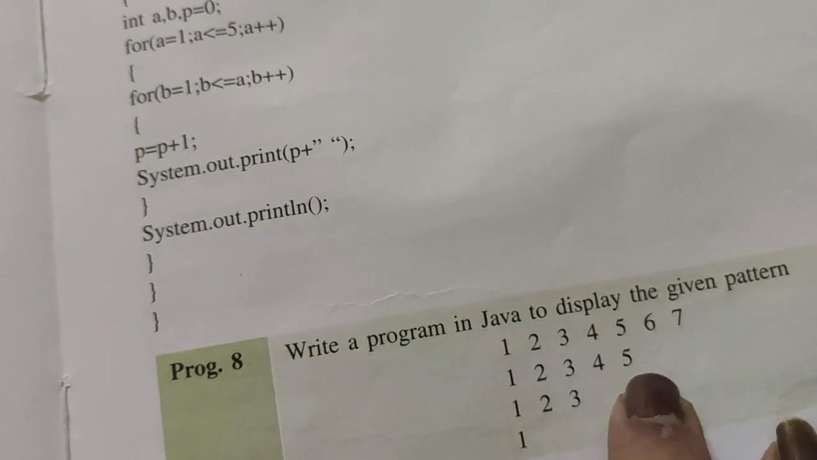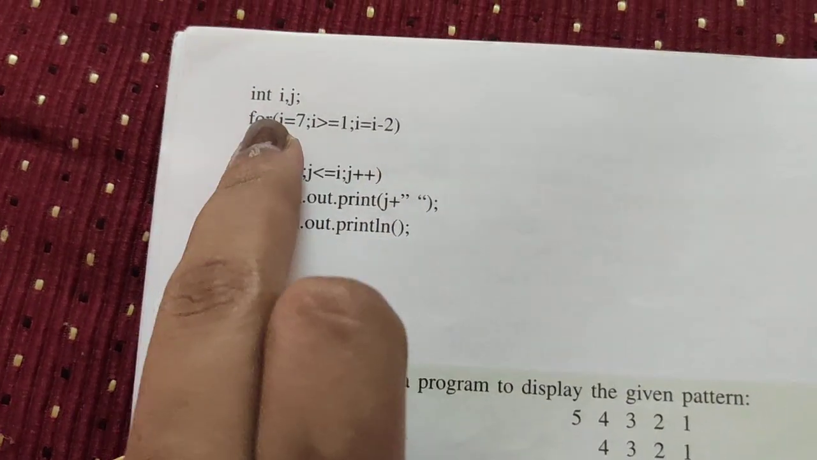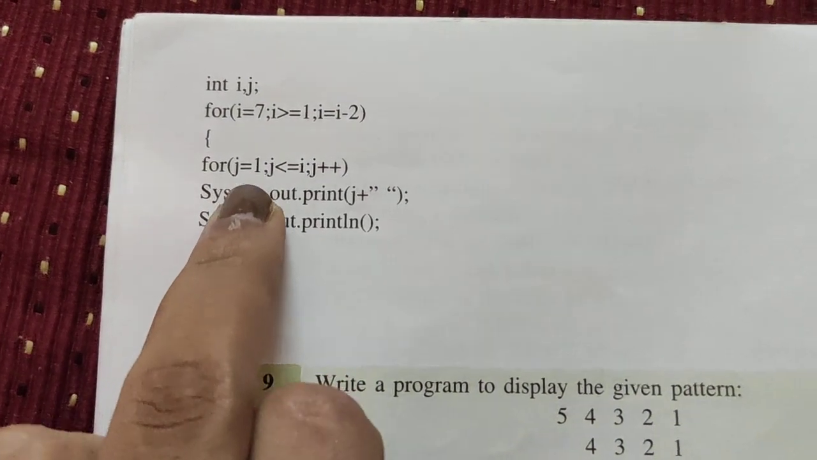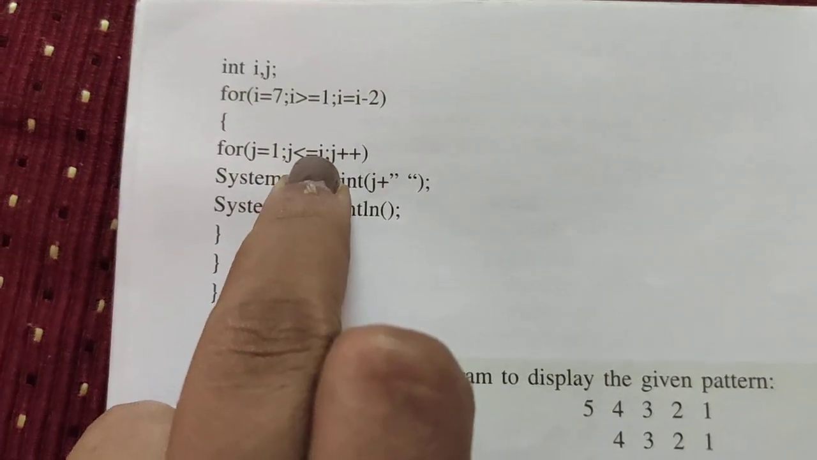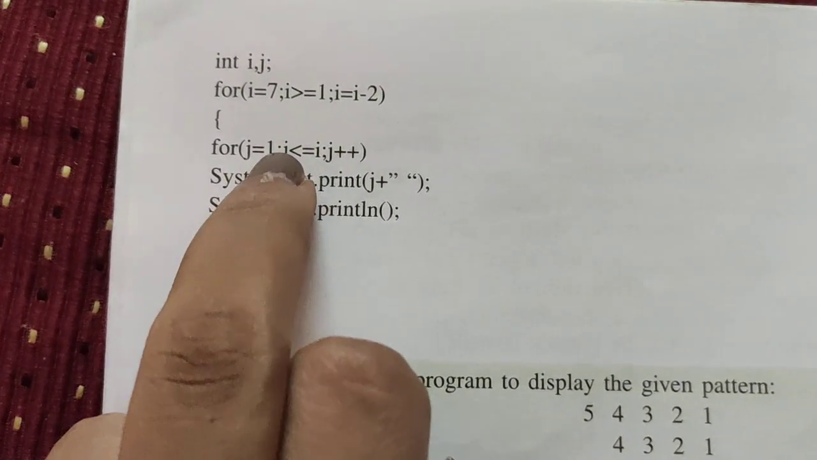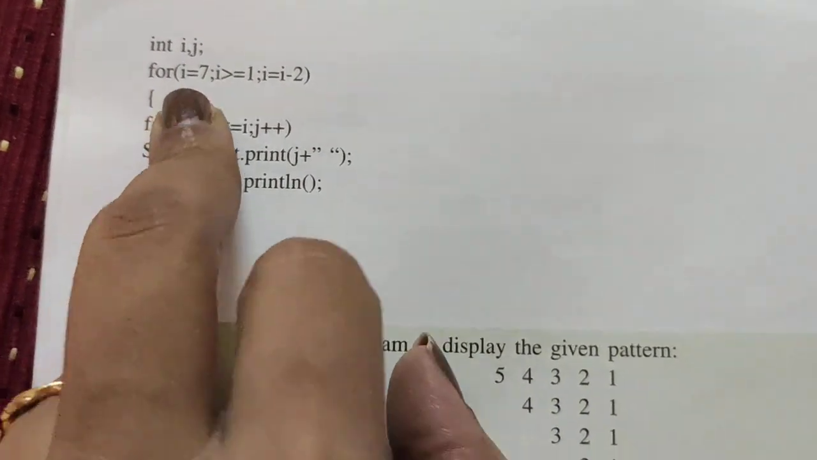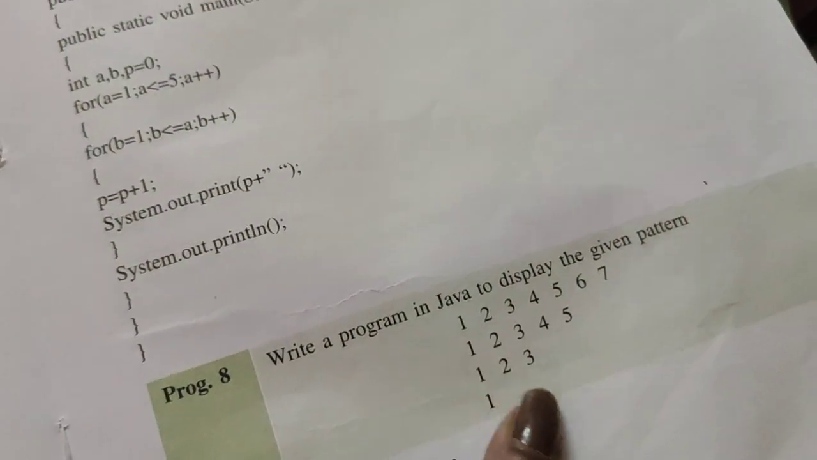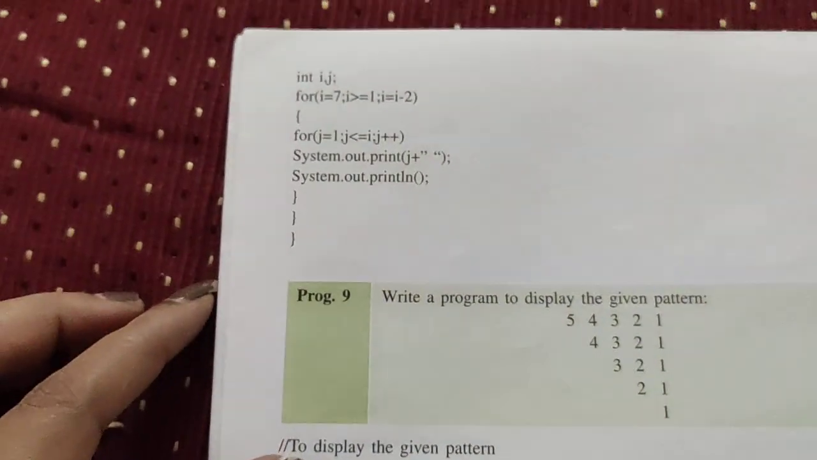See, here is 7 and here 5, here 3 and 1. So they are subtracting 2. That is the reason they have given I is equal to I minus 2. So the value will be 5 now. When it enters the inner loop, it will print 1, 2, 3, 4, 5, because the I value is 5 and j is less than or equal to 5. Once it becomes 6, it will come out of the loop and go to the outer loop. And here again the value is going to be 3, and this line will be printed 1, 2, 3. Then for the next iteration 1 will be printed, and totally it will come out of the loop.